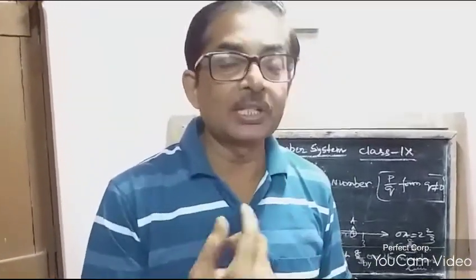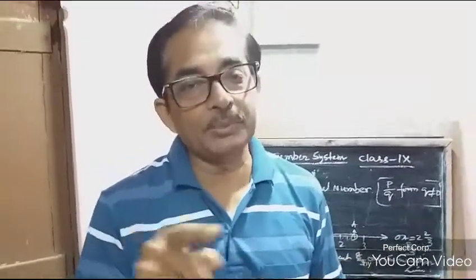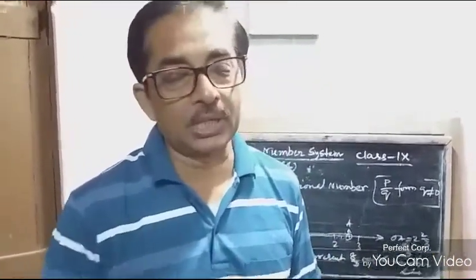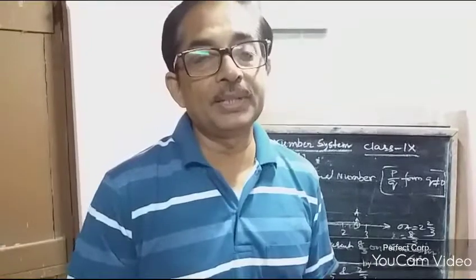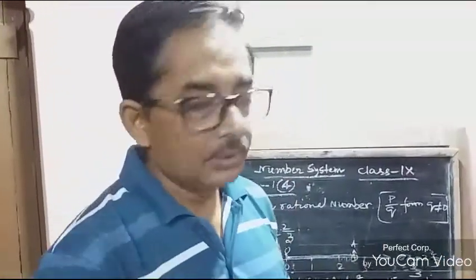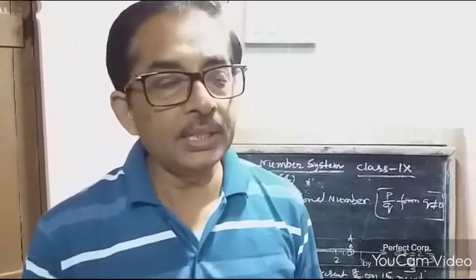Then come rational numbers, which can be converted into p by q form, where q is not equal to 0. Then come irrational numbers, which are non-repeating and non-terminating, or the square roots of non-square numbers are called irrational numbers. Now this is the number system. We will go gradually with the different mathematical operations with this number system.